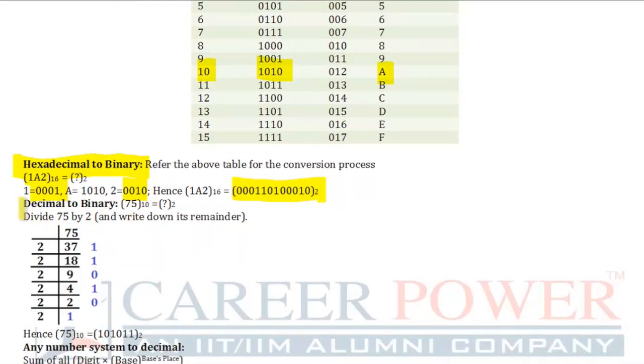Now, if we have to convert from decimal to binary, we have taken 75, which is a decimal number, and I ask you to convert it into binary, you just have to divide 75 by 2 and write down its remainder. Then you write down the remainders in this fashion, and you will get this number, which is the binary equivalent of 75.